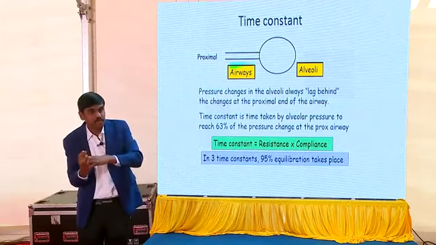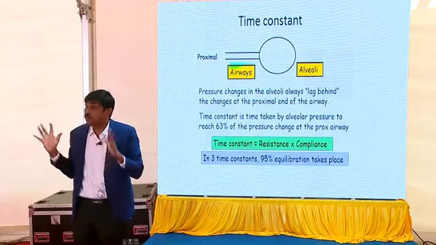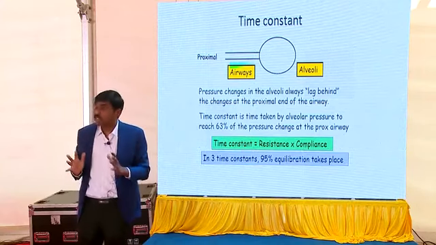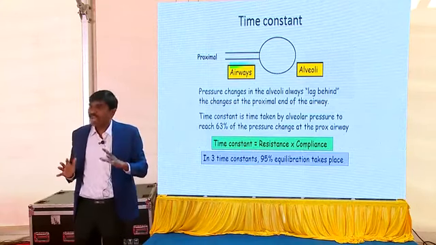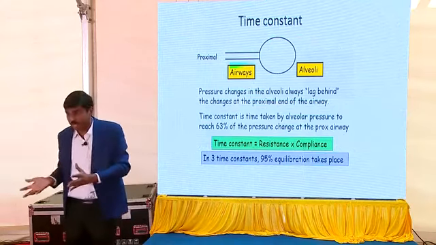Even if a little air comes in, what happens? It gets filled up already, then your pressure starts building up. So if it is a stiff lung, your time constant is going to be less, and this time constant decides how much you're going to set your TI, or the inspiratory time.